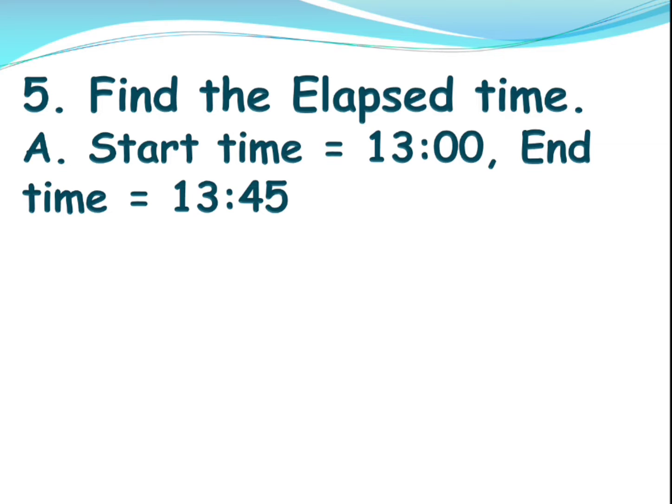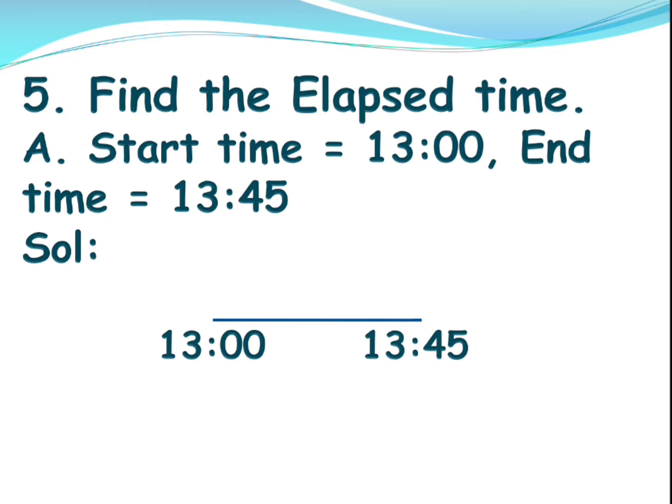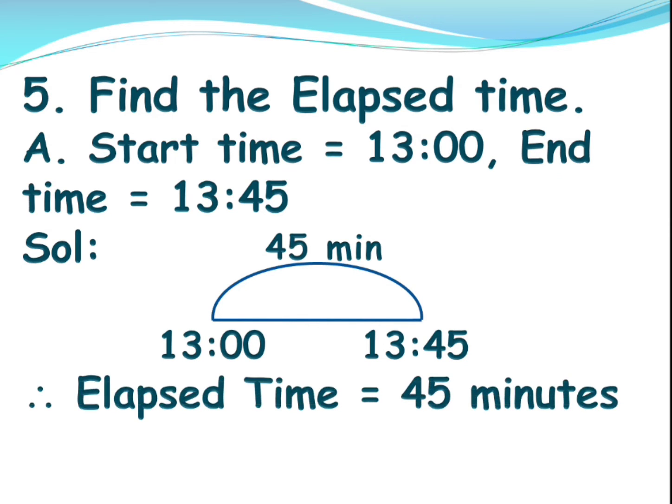Okay, so that you can find it out by drawing a timeline. Okay, a line which represents a timeline. Okay, so your work started at 13 and ended at 13:45. Now in between how many minutes or how many hours you have? You have only 45 minutes. So elapsed time here is 45 minutes. So you will write therefore elapsed time is equal to 45 minutes. Okay, let's see another one.